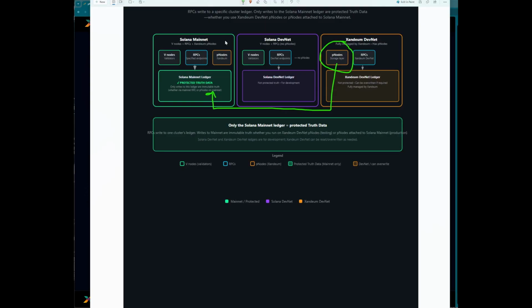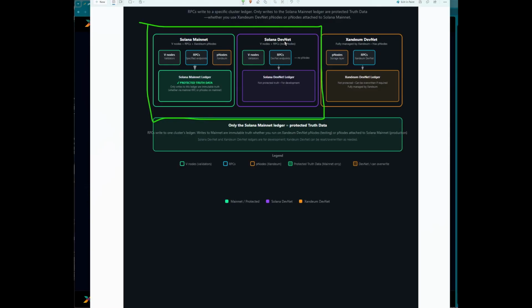So keeping these clusters all separate in our heads is where we're going to need to figure this out. Xandeum DevNet operates over here as an isolated private cluster. We've got everything mimicking Solana here so that we can do our testing in our own environment. These two are the two that the Solana ecosystem uses for testing or for truth in the ledger, and everything is the Solana mainnet.